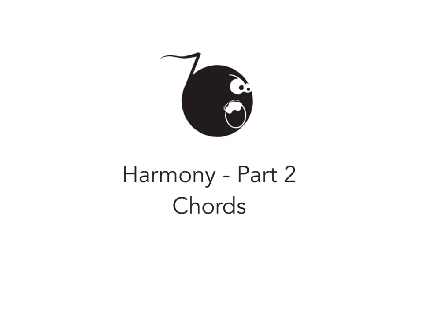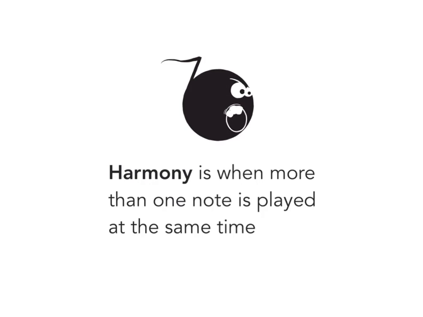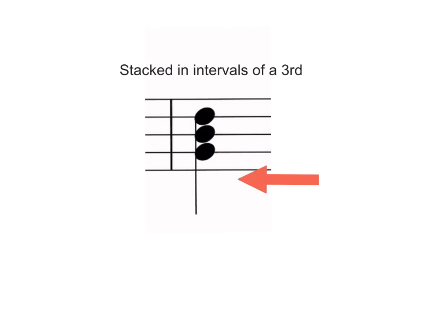Harmony Part 2, Chords. Just as a review, harmony is when more than one note is played at the same time. When we think of chords, there are generally 3 or 4 notes played at the same time. For now, we're going to just think about 3 notes being played at the same time. And they're generally stacked on top of each other, and usually we use intervals of a third to stack them.